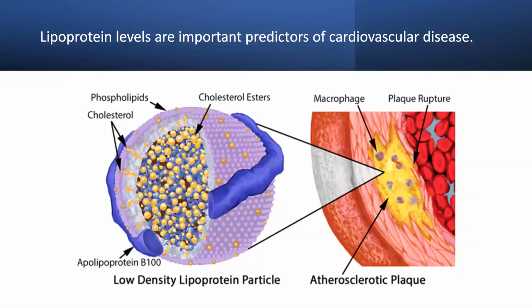Lipoprotein levels are important predictors of the cardiovascular system. If we see here, this is showing us the low density lipoprotein particles, which are going to go into our body, into the blood and arteries, and there they are going to form the atherosclerotic plaque, from where the lipid disorders start.